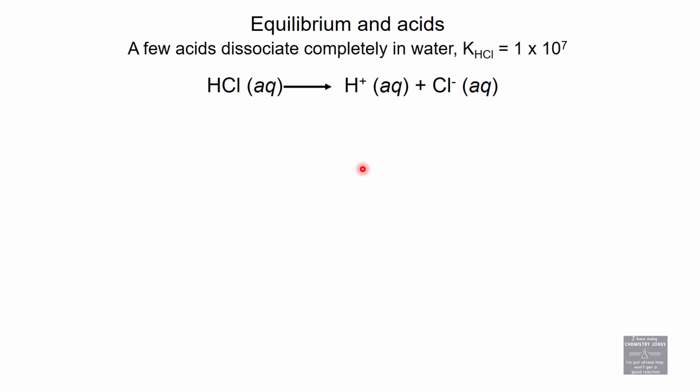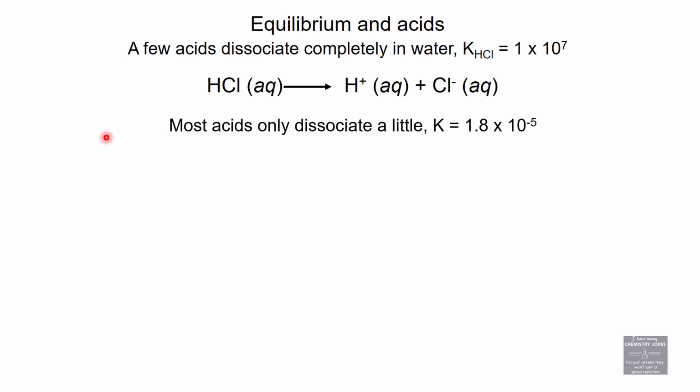Some acids dissociate completely in water. And if they dissociate completely in water, we call them strong. We use a straightforward arrow, and only a straightforward arrow, and we get a K value that's big, a K value that's greater than 1. The bigger the K value, the stronger the acid. Some acids dissociate completely, but really only 6 that we have to learn.